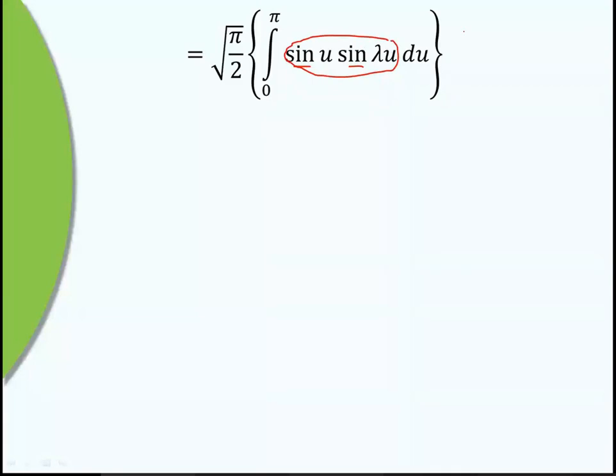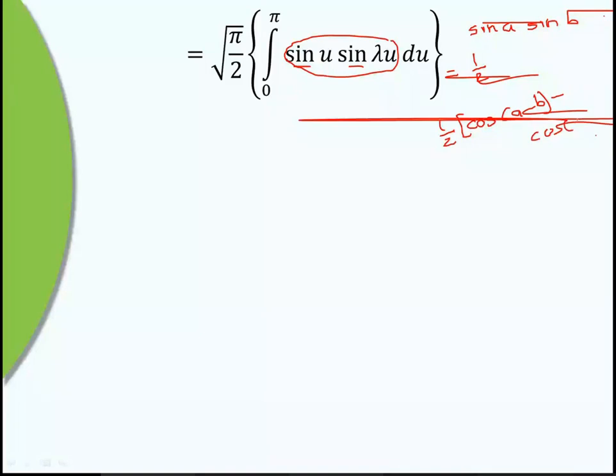And we know the trigonometric formula for sin A sin B. The formula is half into cos of A minus B minus cos of A plus B. This is the standard formula, so we can make use of it and simplify. So use that formula.